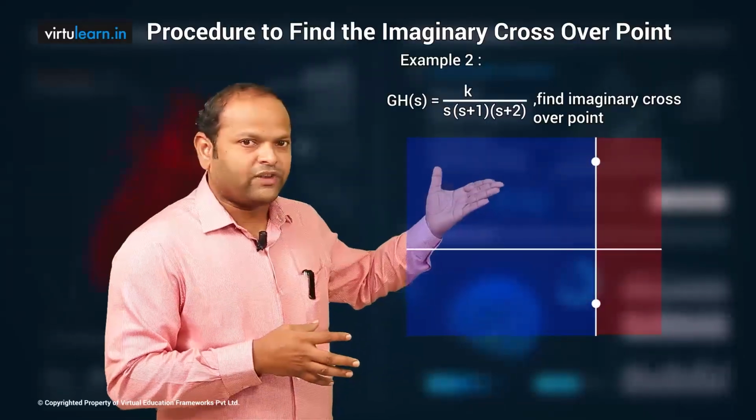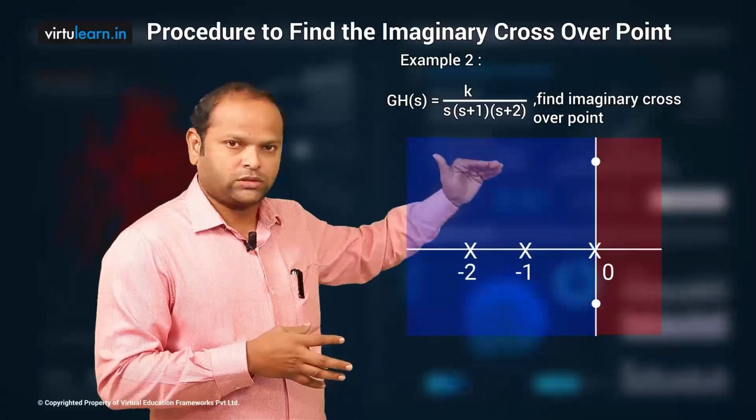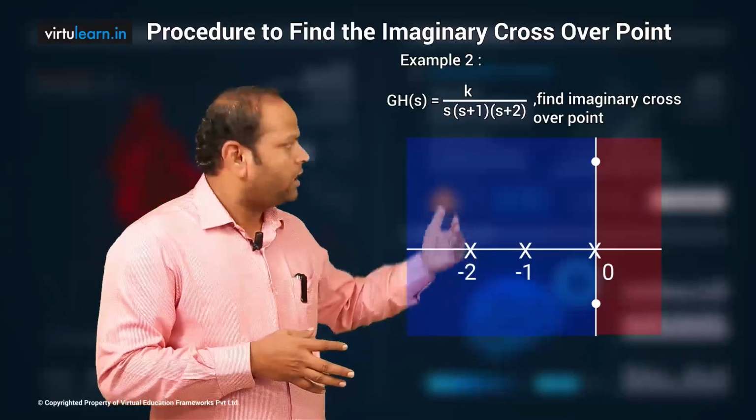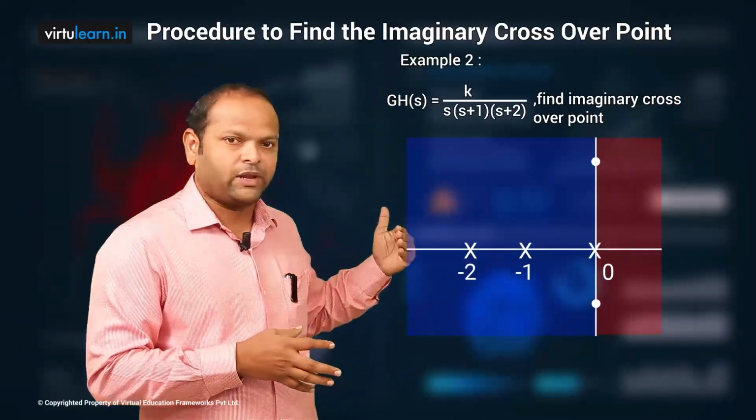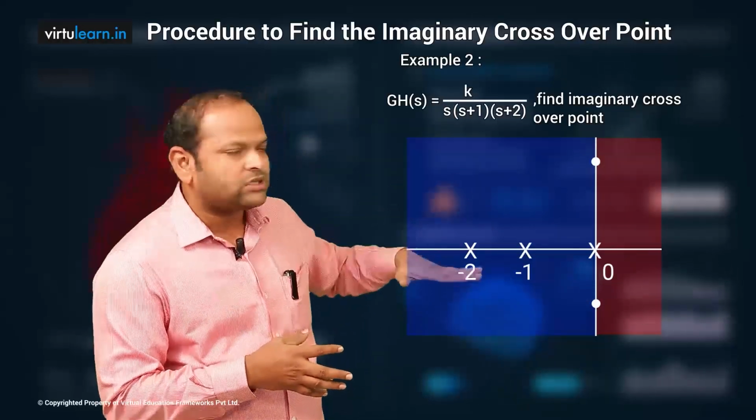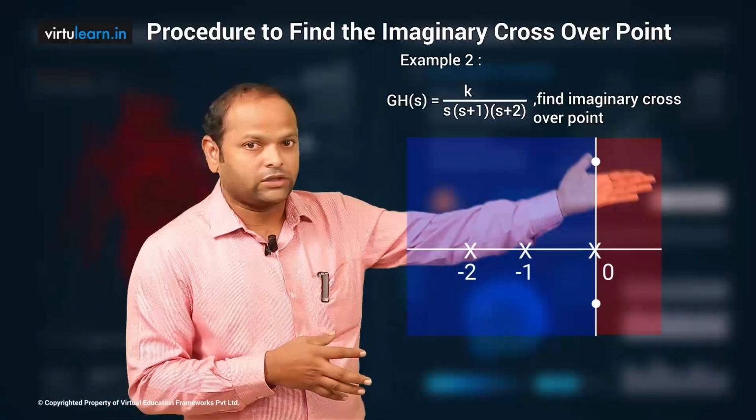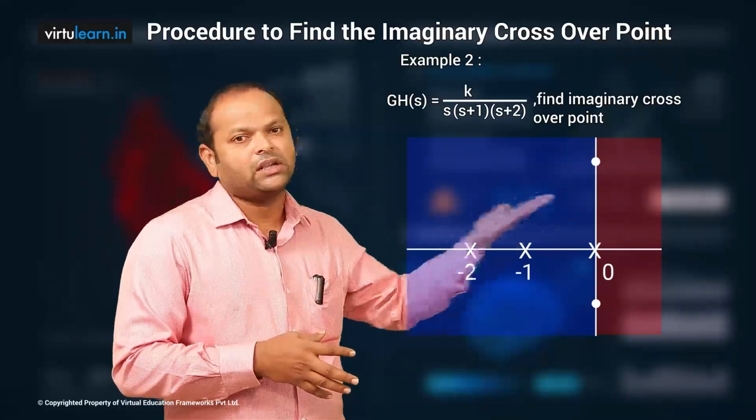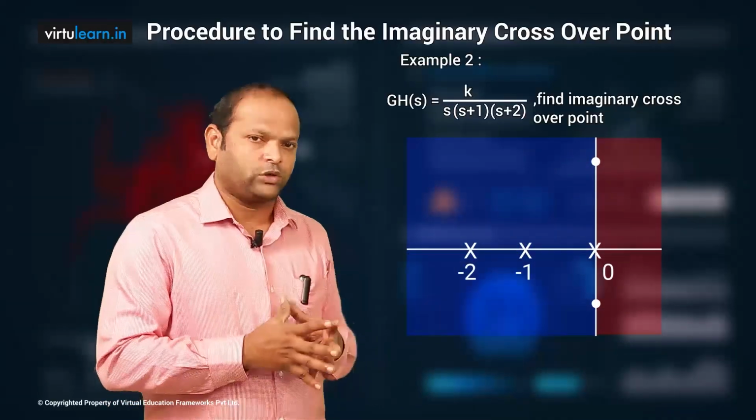There are 3 poles available and there are no zeros, and all my poles are in the left of the S-plane. Therefore, the first possibility, having poles in the left of the S-plane and zeros in the right of the S-plane, or vice versa, is not possible because we have only poles.